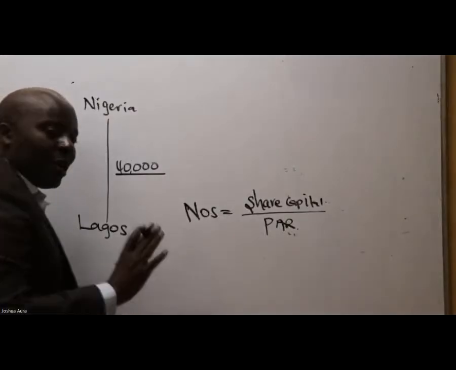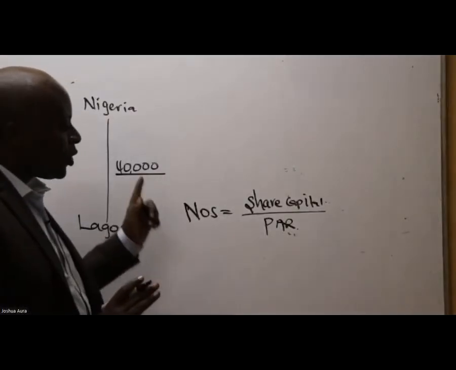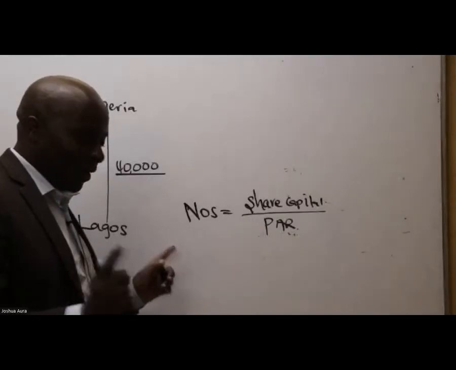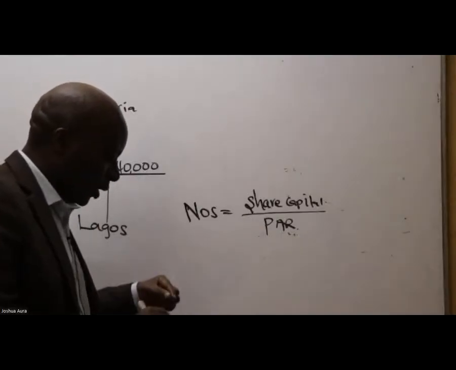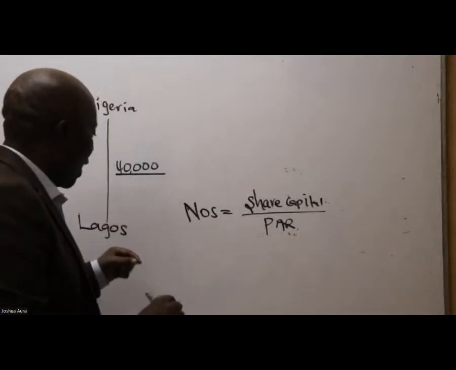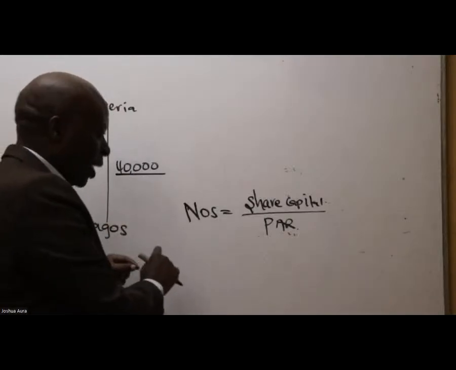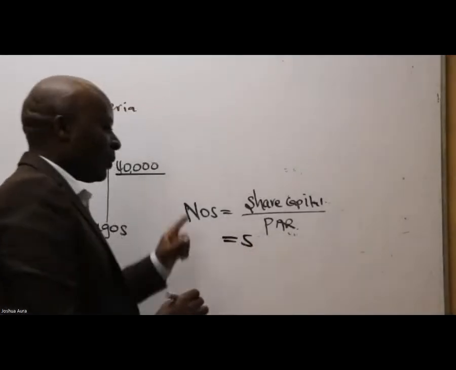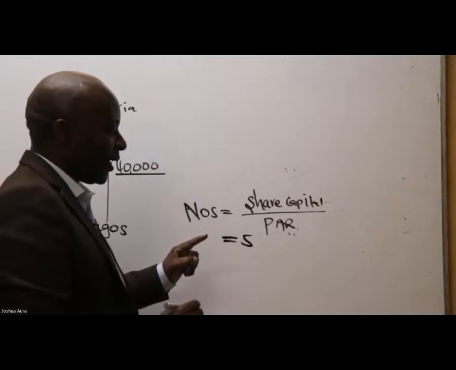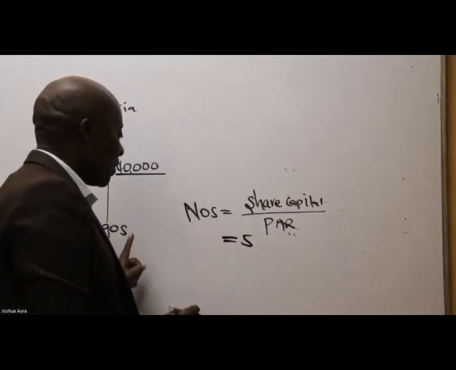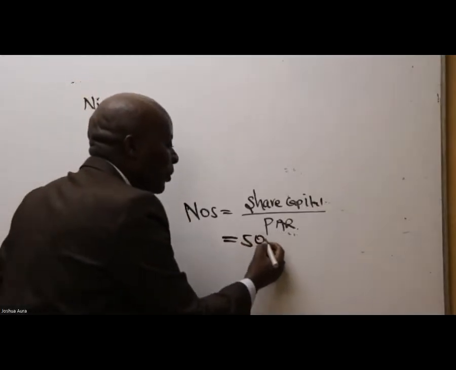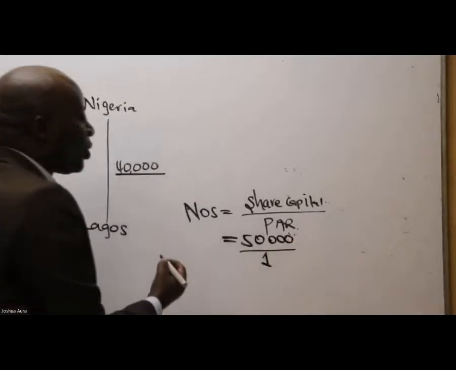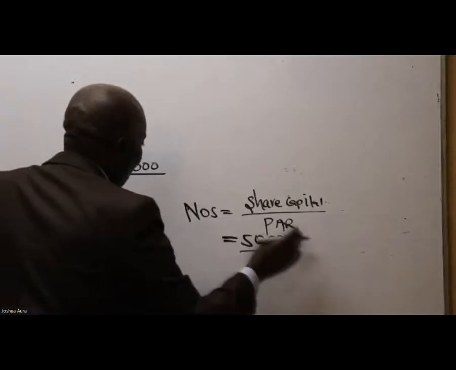So remember, I'm interested in getting the number of ordinary shares of the subsidiary, not the parent. We bought 40,000 shares. How many shares does it have in total? The share capital of this company, they shouldn't be calling it a subsidiary by now, we haven't yet known. So this particular company known as Lagos, the share capital is 50,000. And the par value they've said is 1. So in total, the number of ordinary shares here is 50,000.